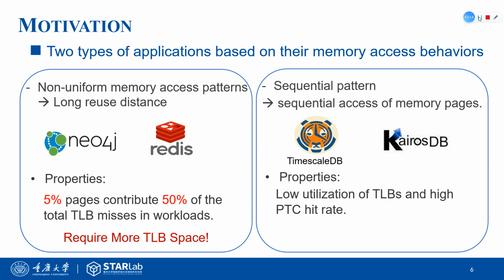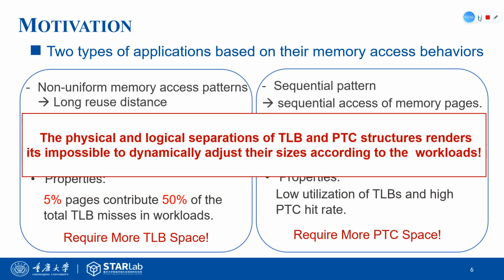The second type of applications, such as time series databases, is characterized by sequential access of memory pages. That is to say, there are almost no repeat requests, so the utilization of TLBs is very low. On the contrary, PTCs have a high hit rate because of the good locality. In this case, we can delete useless TLB entries and expand PTC space to reduce memory access overhead. Therefore, the physical and logical separations of TLB and PTC structures make it impossible to dynamically adjust their sizes according to the workloads.